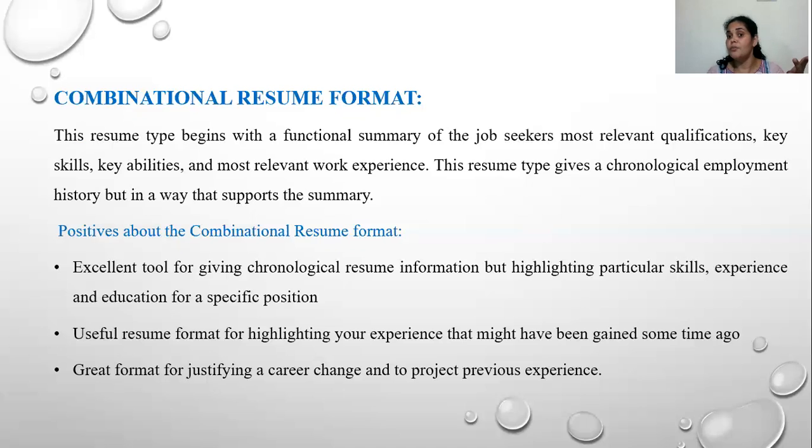And the last one is the combinational resume, which is opted for by those people who change from one particular field to another. Underline, the previous experience should be utilized in the current field.